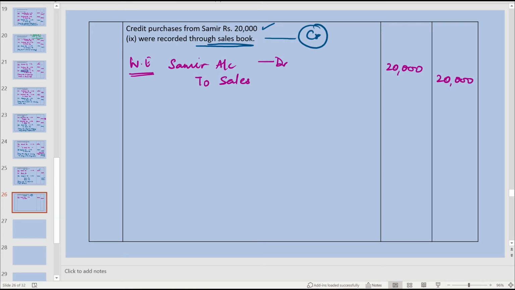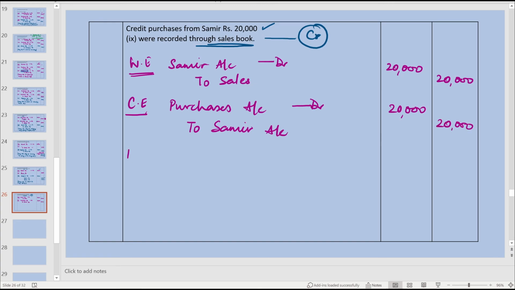And then the correct entry which we should have passed is purchases account debit to Samir account 20,000. So how will we rectify this? The rectification entry which we have to pass here is, you see the Samir account is debit and the Samir account should have been credited.